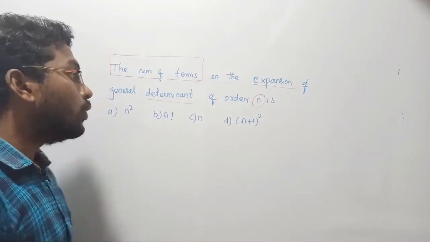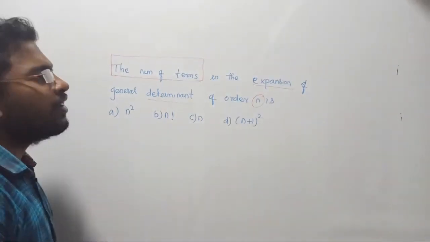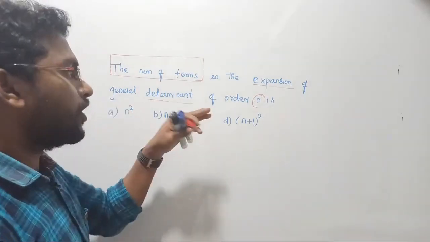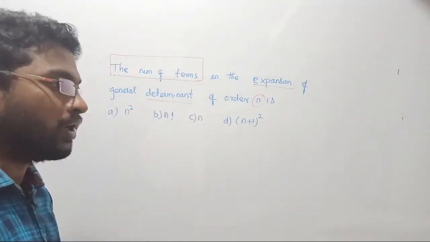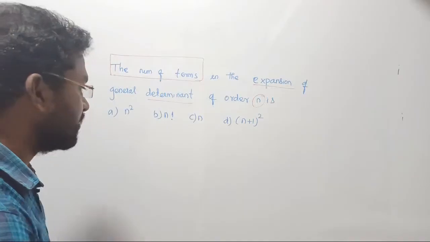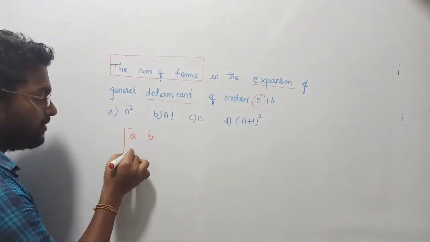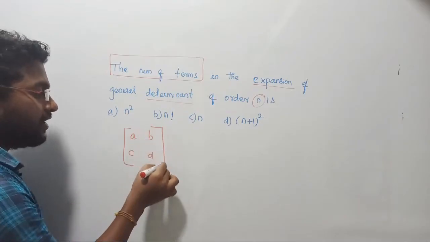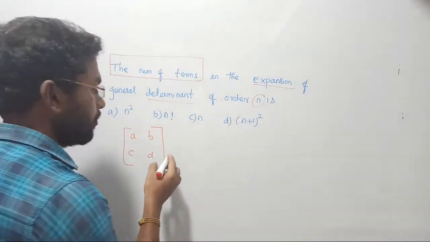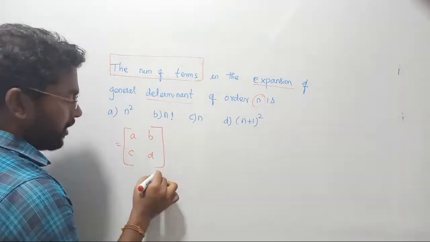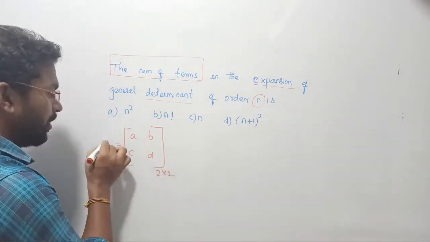Let's see how to figure this out. If you don't know the values for an n cross n matrix, then try it for 1 cross 1, 2 cross 2, 3 cross 3 matrices. Let's take a 2 cross 2 matrix. Let me call the entries A, B, C, D. How many terms are there in the determinant expansion? Let's try and figure out the number of terms.